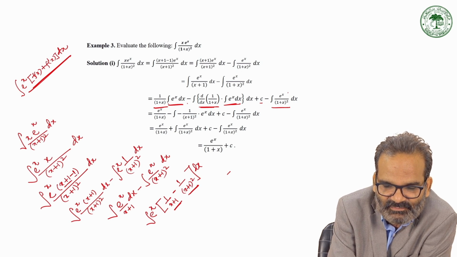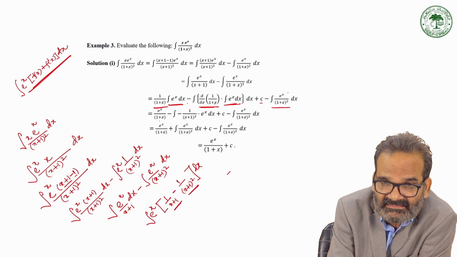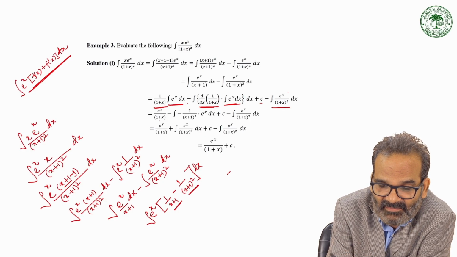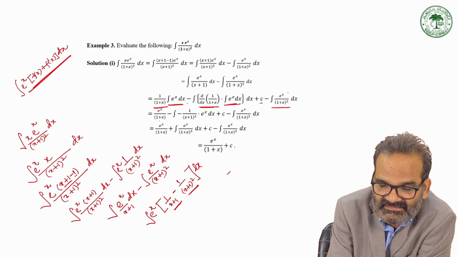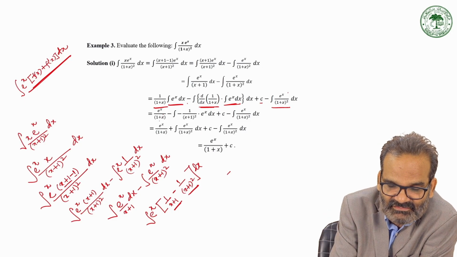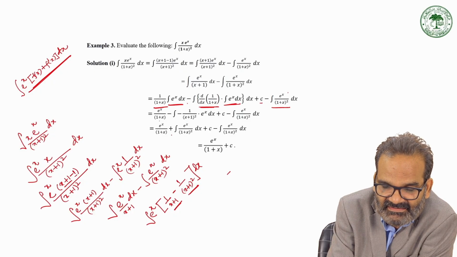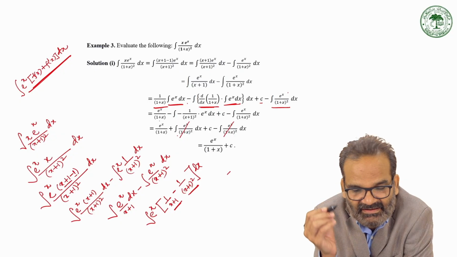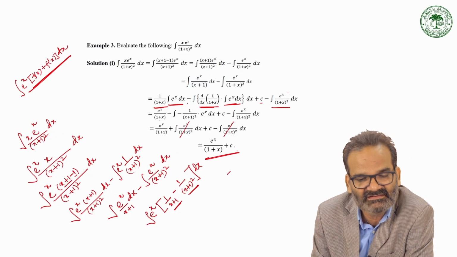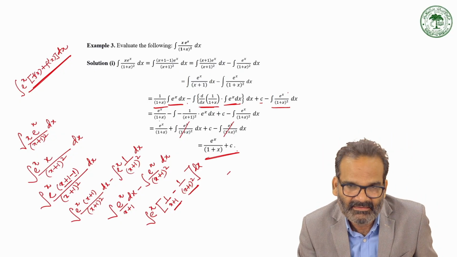What we will get? e raised to the power x upon x plus 1, this minus, and derivative of 1 upon 1 plus x is minus 1 upon (1 plus x) power 2. So this is minus 1 upon (x plus 1) power 2. Integral of e^x is e^x, dx plus c, minus this as it is, right? So e raised to the power x upon x plus 1, minus minus you will get here plus e raised to the power x upon (1 plus x) square dx, plus c, minus e raised to the power x upon (1 plus x) square dx. So this will cancel out. What is left? e raised to the power x upon 1 plus x plus c is the required integral of the given function.